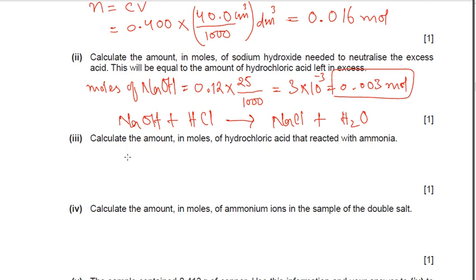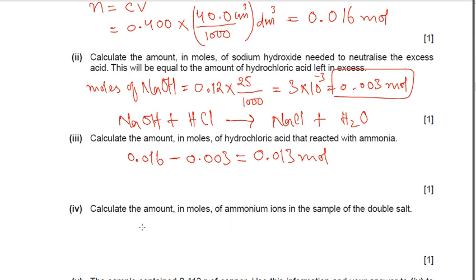For this we have to say what was the total amount of the acid. The total amount of the acid was 0.016 in the first part, whereas the leftover amount was 0.003. Now what amount we reacted with the initial ammonia was, subtracting this value, 0.016 minus 0.003, giving us 0.013 mole. So this is the amount of the acid that reacted initially with the ammonia.